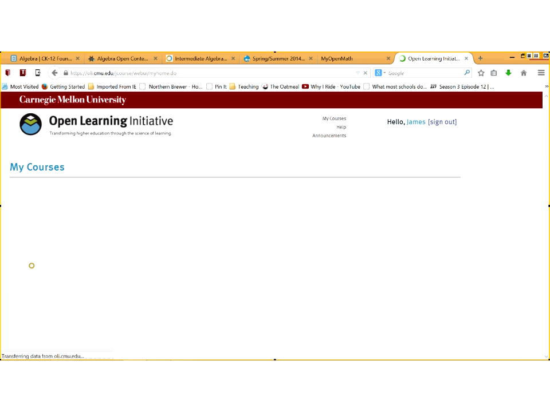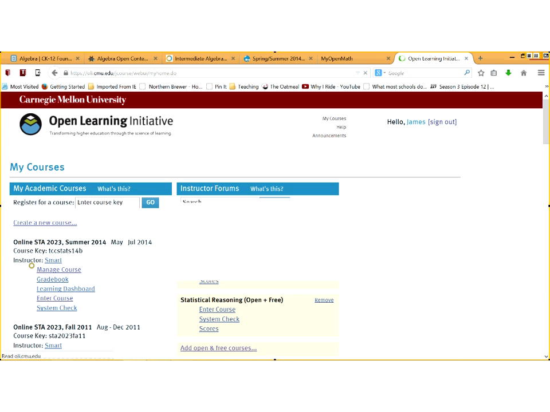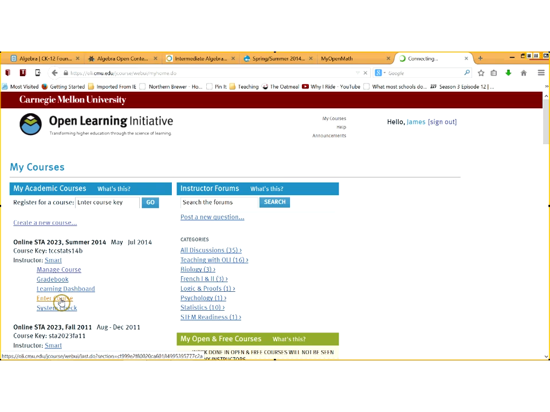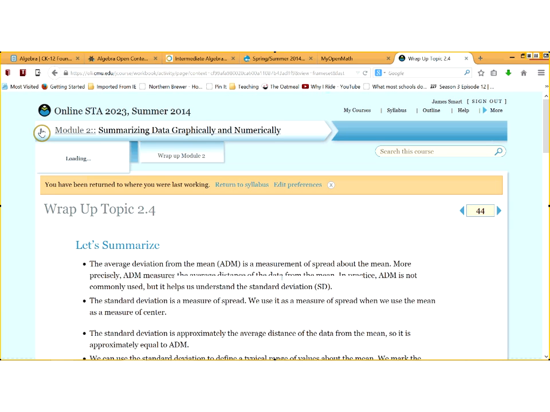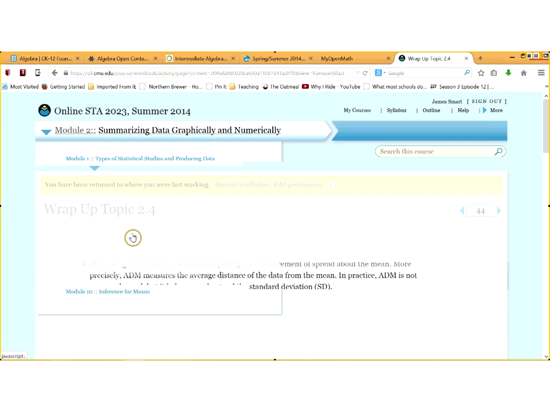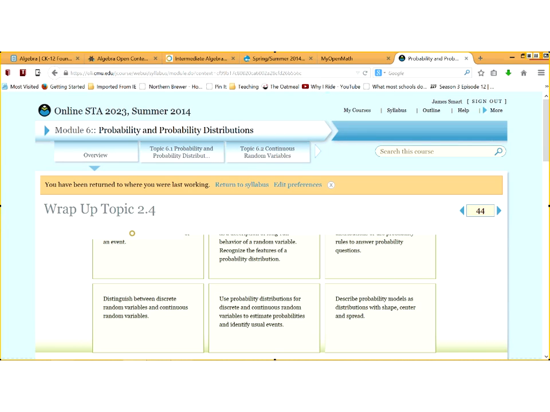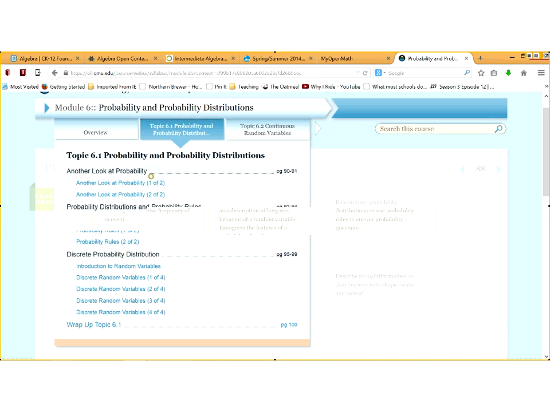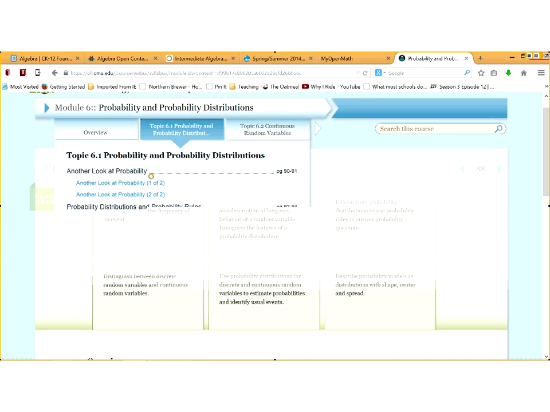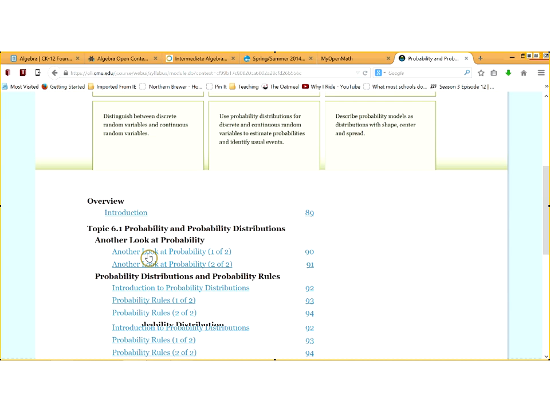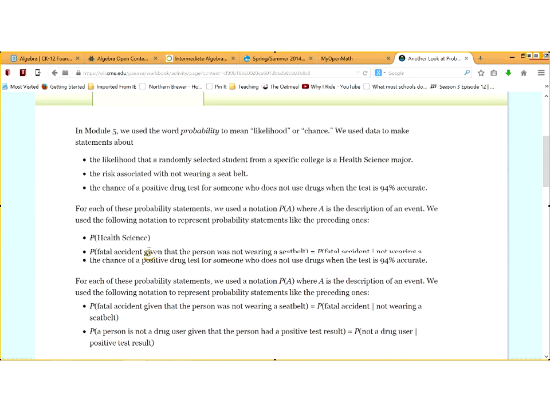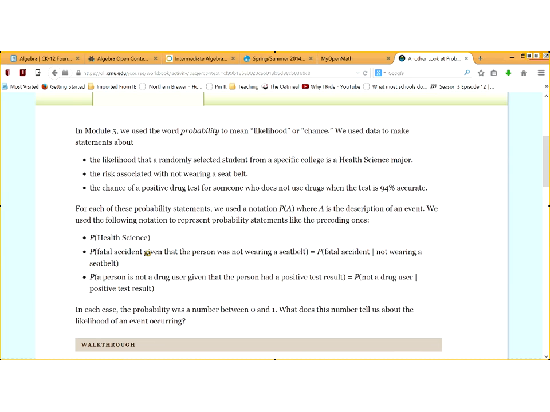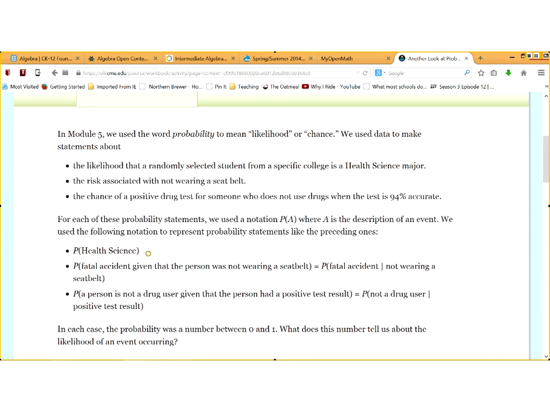Let's see here. Back in Module 2. Alright, Module 6. Alright, so we're going to talk about probability in Module 6. Alright, so as it says, we talk about probability as the likelihood or chance.